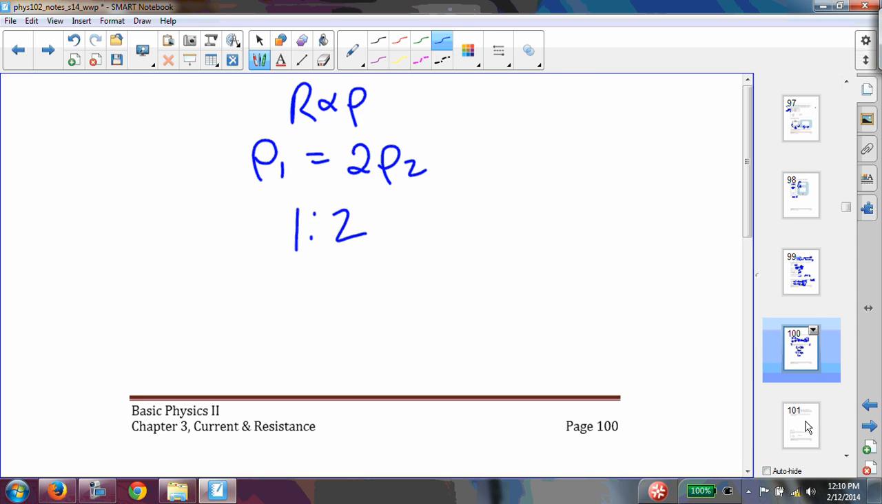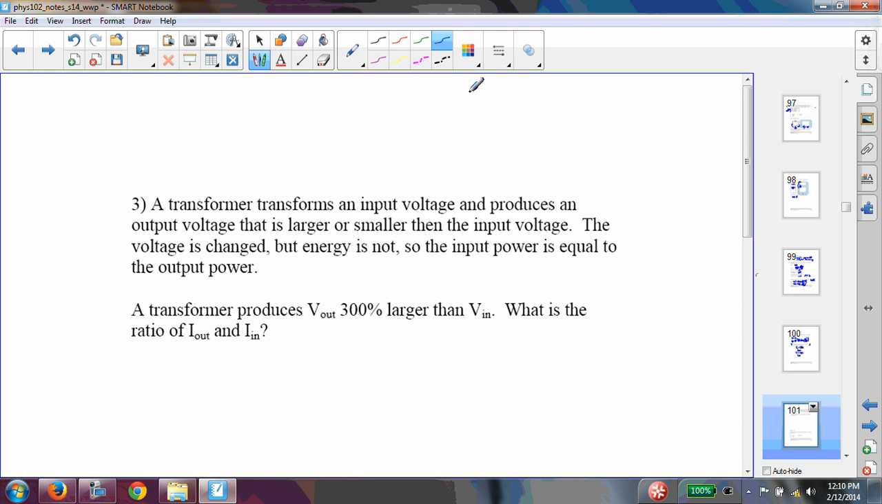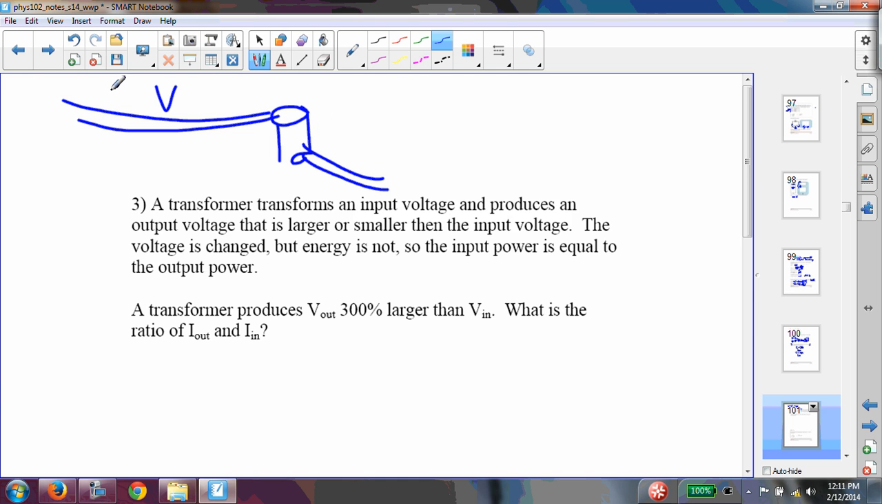All right, and then the next question is related to power. A transformer transforms an input voltage and produces an output voltage that is larger or smaller than the input voltage. We'll see this a little bit later when we get into at-home electrical systems. A transformer, basically, is this metal can, and you have these high voltage leads that come in, and then you get some leads that come out. These high voltage leads go to your house, and they're low voltage. These can be on the order of about 3,000 volts or so, but what comes into your house is only 120 volts.